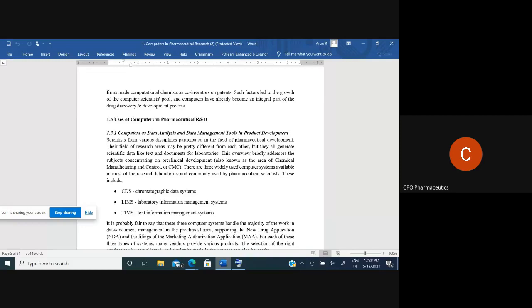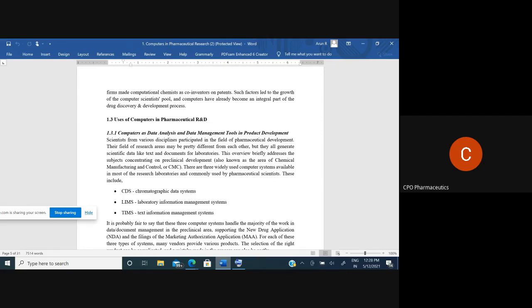There are three major softwares: chromatography data system, laboratory information management system, and text information management system. These three are the major softwares among data management tools. I'm talking about R&D. Please don't think that computers are not used elsewhere; in pharma companies, accountancy and human resource management, everywhere computers are used. But now we are specifically studying pharmaceutical R&D, research and production. What are the things used?